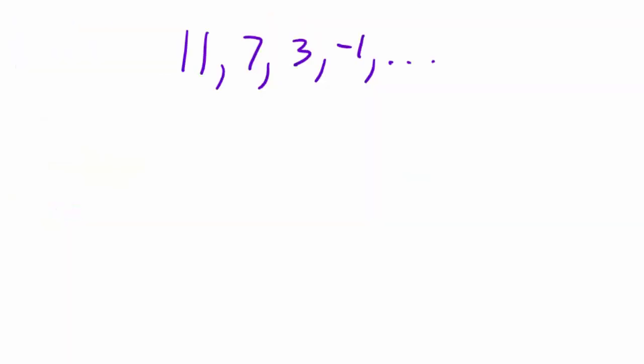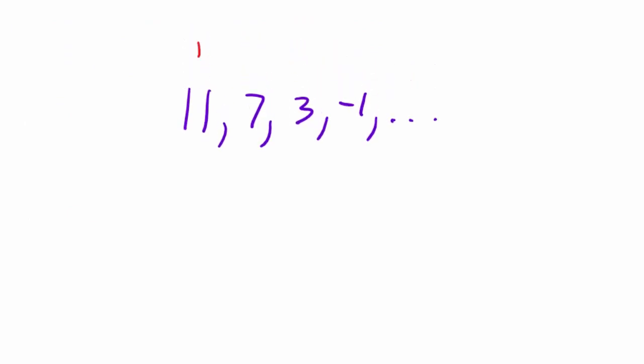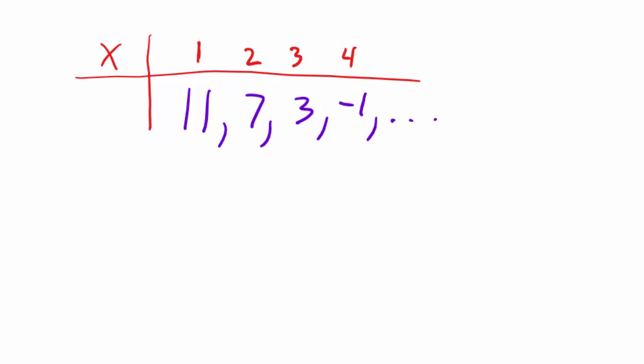Okay, for this next part, I'm going to show how these sequences are actually related to linear functions. The number 11 here is called the first term. The 7 is the second term, the 3 is the third term, and the negative 1 is the fourth term. Well, what I can do is create a table of values like this and call the top one my x values and the bottom one my y values.